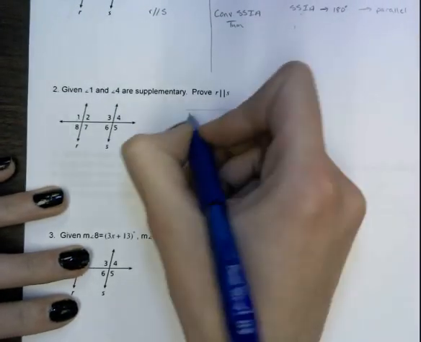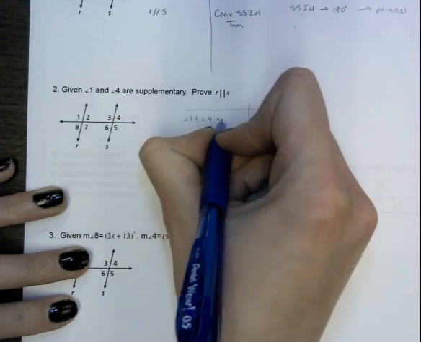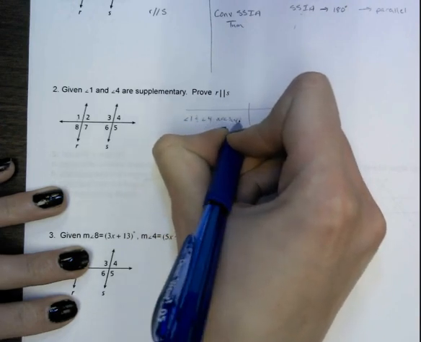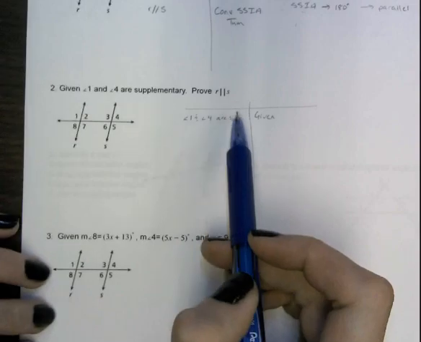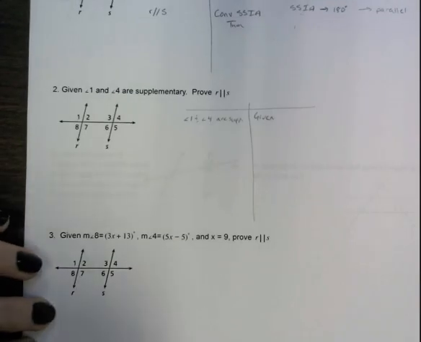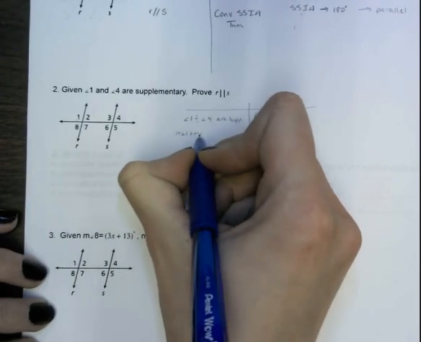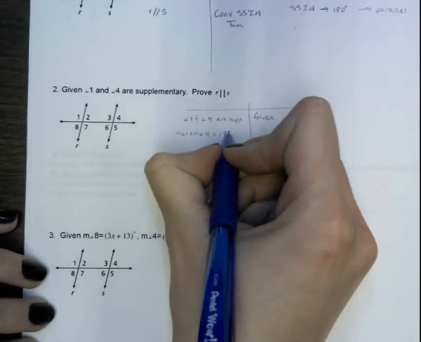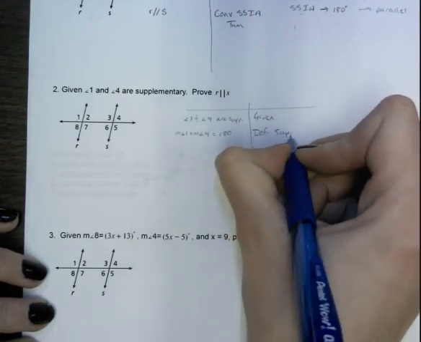So we'll start with my given: 1 and 4 are supplementary. Okay, and where I always like to go with this is, what does it mean to be supplementary? So use that given to keep going. I know that being supplementary means that their measurements have to add up to 180, because that's the definition of supplementary angles.